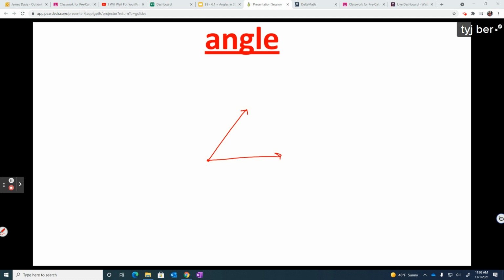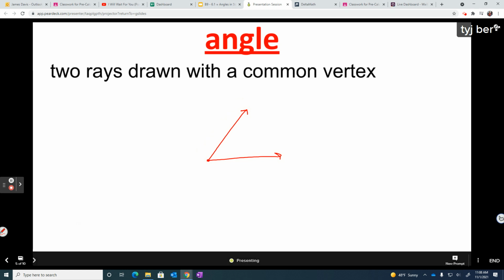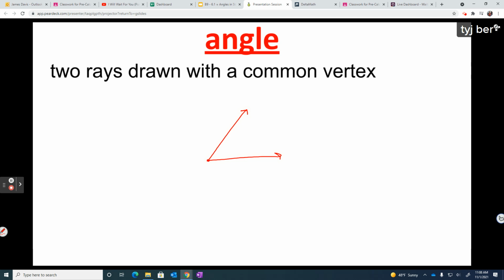Okay, that's pretty good. What would you say, Jake? Okay, intersection of two rays. That's good. Anybody else? Any way to describe it? If you mash those together, that'd be good. So the way we're going to describe it is two rays with a common vertex on one end. The vertex is this point, and those are rays. That forms an angle, basically the measurement between those two rays.